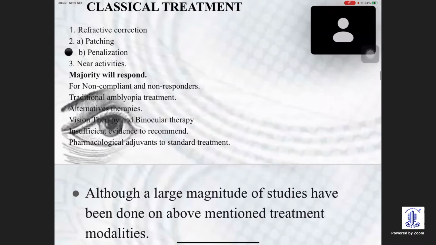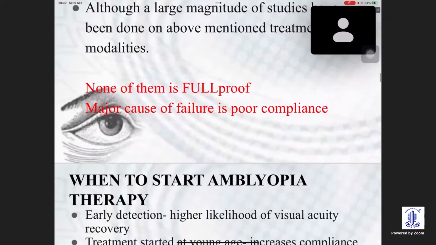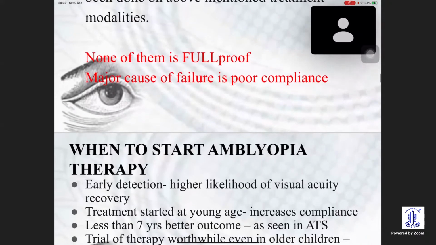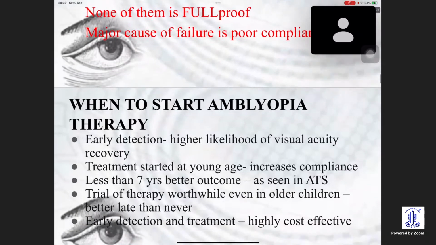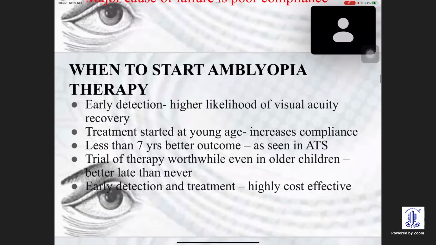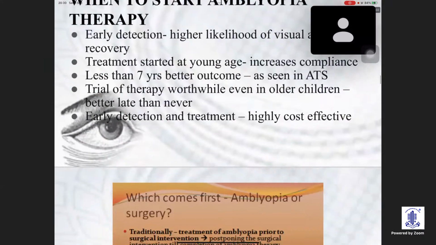For non-compliant patients and non-responders to the traditional amblyopia treatment, alternative therapies are there, like vision therapy and binocular therapy, but there is insufficient evidence to recommend them, or pharmacological adjuvants to the standard treatment. Although a large number of studies have been done, none of them is foolproof. When to start amblyopia therapy? Start at the earliest. Early detection and treatment are highly cost-effective.